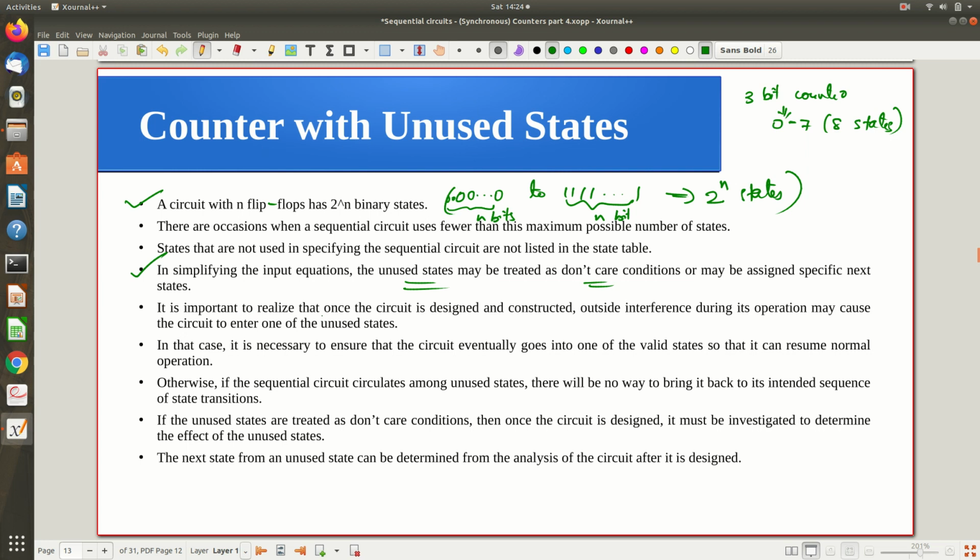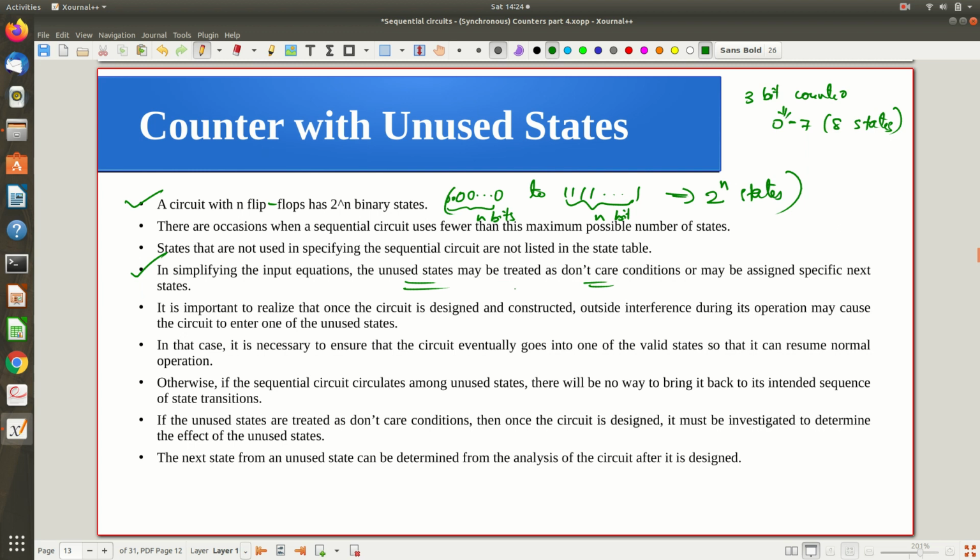It is important to realize that once the circuit is designed and constructed, outside interference during its operation may cause the circuit to enter into one of the unused states. Some of the states are unused, so there is no guarantee that it will always go through valid states. Sometimes it may go to an unused state for sure. Now once it reaches an unused state, whether it is able to come back to some used state, or it will simply stick on that unused state.